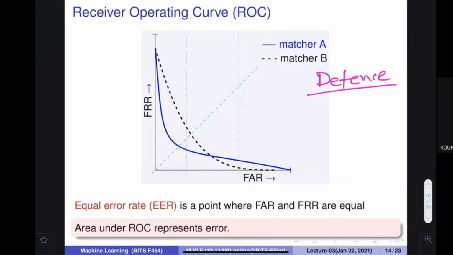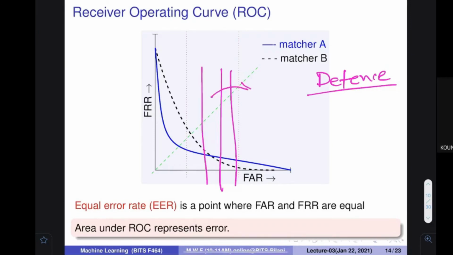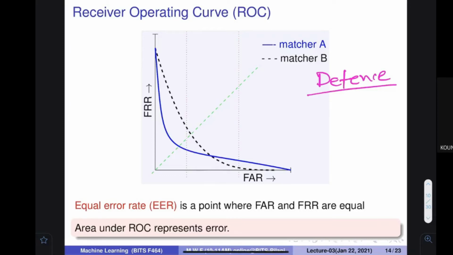So should I have the threshold here or here or here? Where should I have the threshold? You know that if you move this threshold line far to the right, then the number of people who are falsely accepted, the false accept rate, is going to reduce. Here the false acceptance is this much. Let me remove it and tell you that if this is the line, then this many people are falsely accepted. If this is the line, then this many people are falsely accepted.